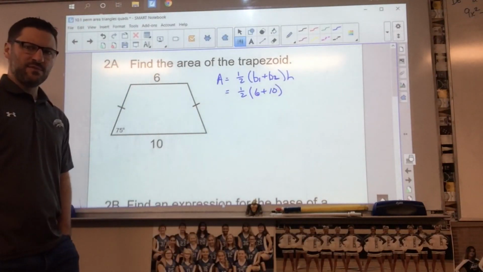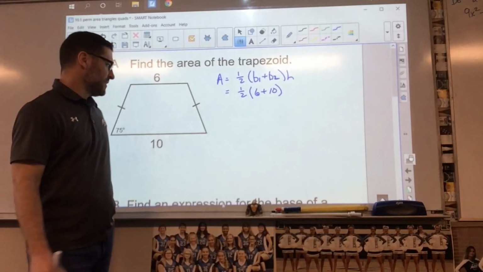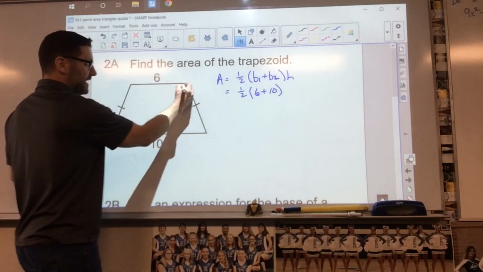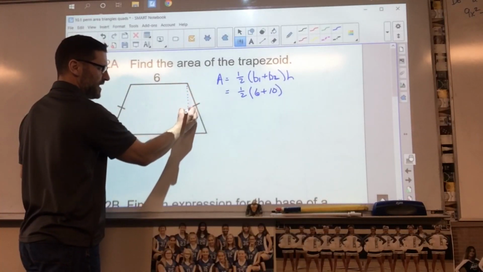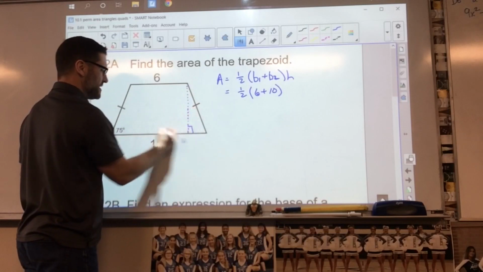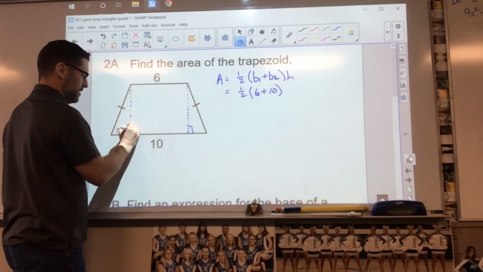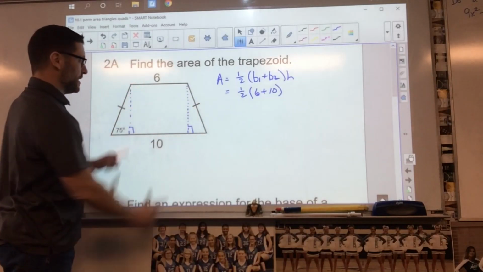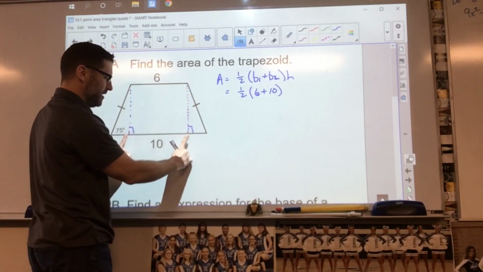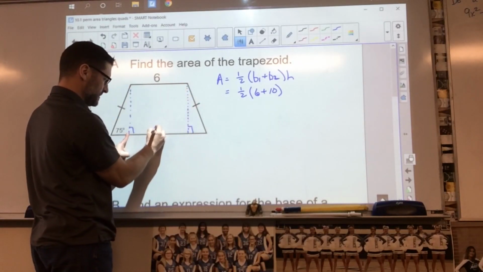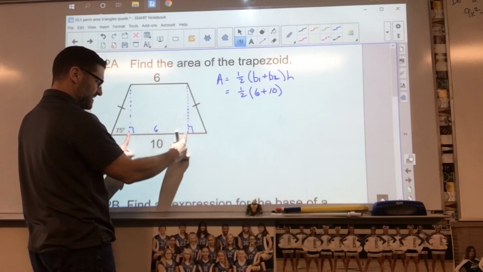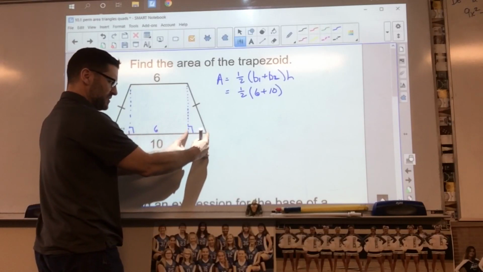But the hard part on this problem is I don't actually know the height. So I'm going to dot it in. Something very common that you have to do is create your own height. I'm going to dot that one in. And I'm going to do a little basic geometry. 6, I created a rectangle, so 6. Whole thing is 10, that's 6. So that's got to be 2 and 2.